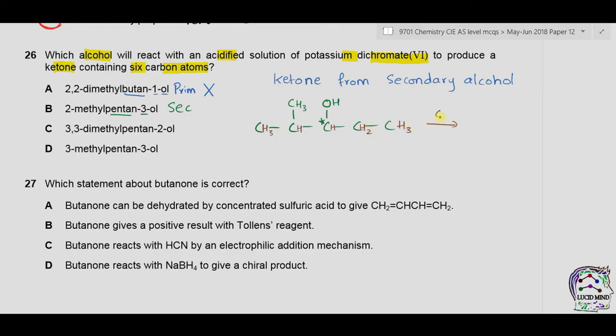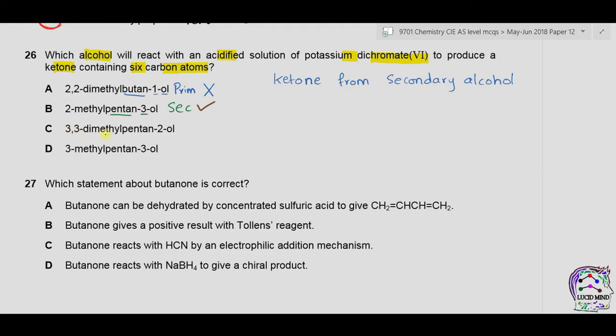Now upon oxidation it will form a ketone. The alcohol is converted into a carbonyl carbon. So now we have CH3, CH, CH3. A carbonyl will be formed upon oxidation. Then we have CH2 and CH3. Now we can see that in total we have 1, 2, 3, 4, 5, 6 carbon atoms. As in the question a 6 carbon atom ketone was formed, therefore B could be the correct answer.